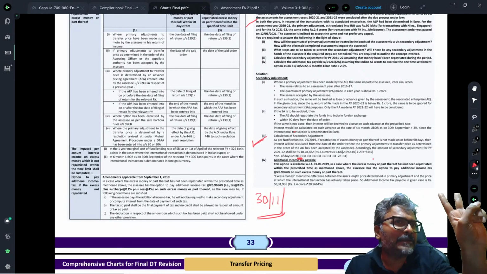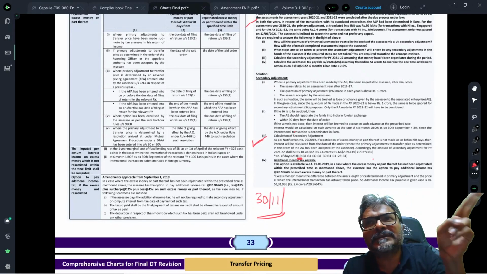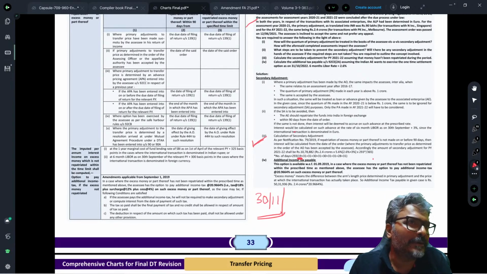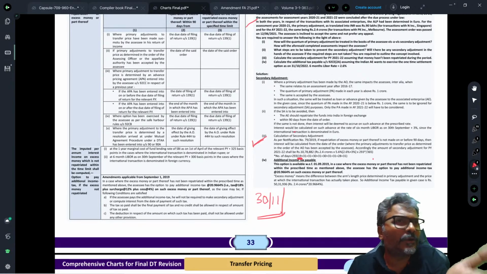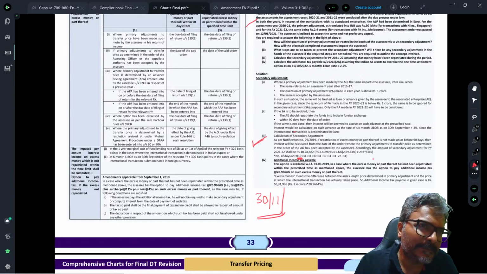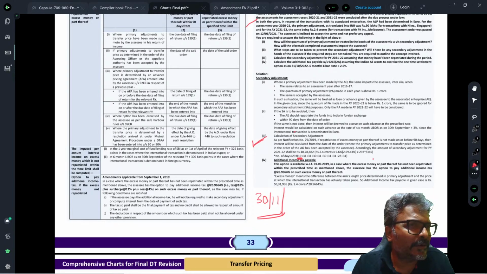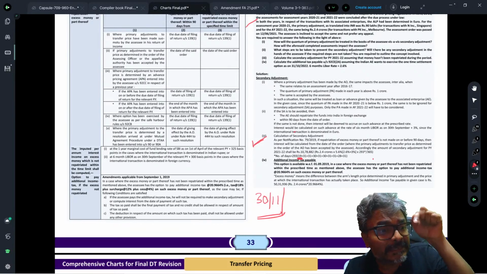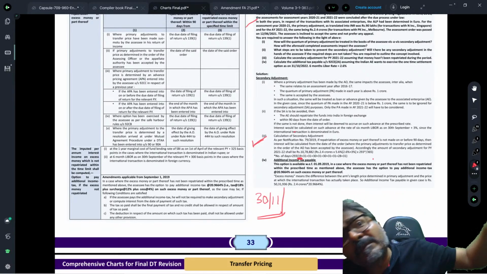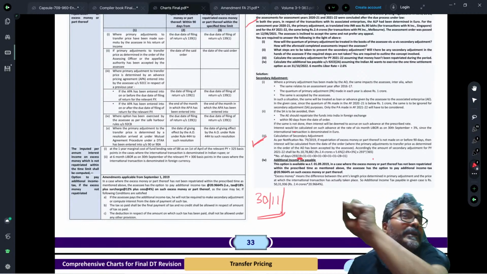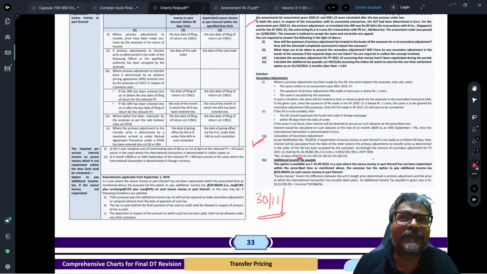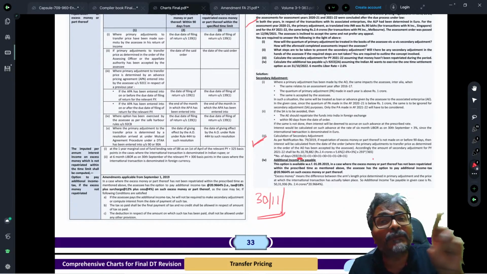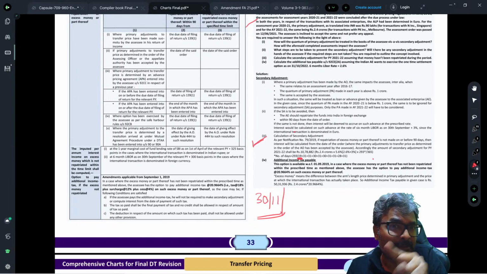The second case of relevant date is when the assessing officer has passed the order and the order is accepted by the assessee. So the date of passing of the order will also be considered while calculating the number of days. The date of order would also be considered. Is that clear to all of you?